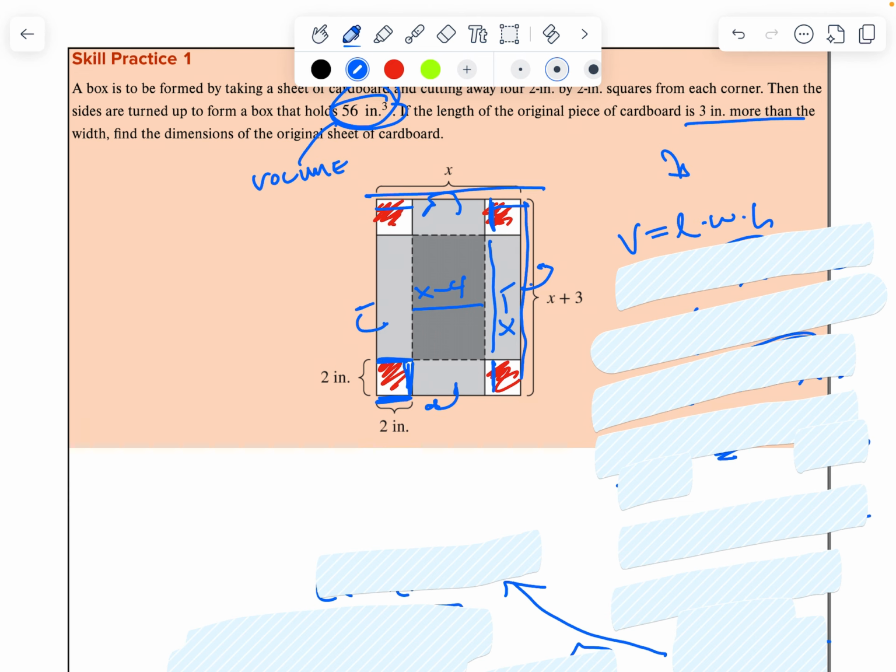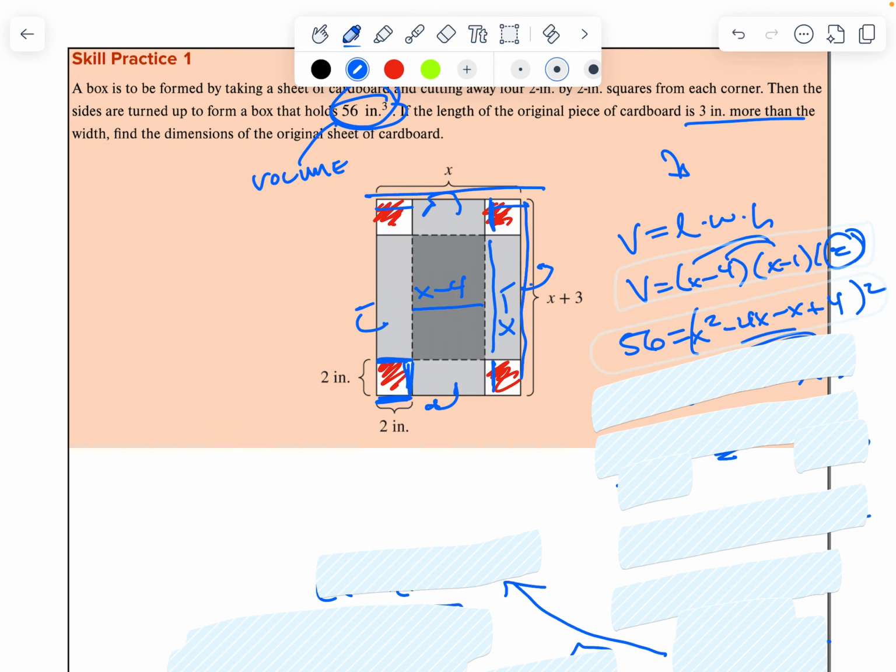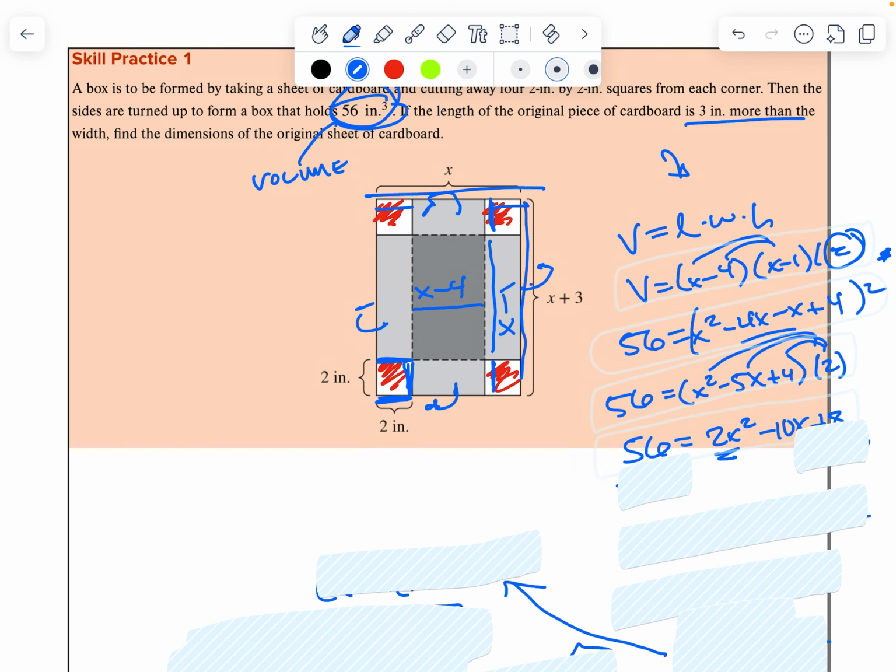We can sub those in for our length, width, and height. Again, I like to distribute left to right, so I'm going to FOIL those two binomials together. Then that 2 is still out on the side, so I'm going to distribute the 2 in. To try and get it equal to 0, we can subtract 56 from both sides. That gives you something like this.